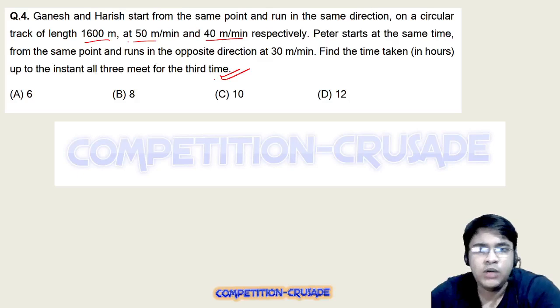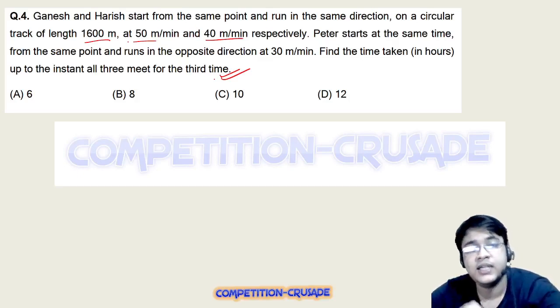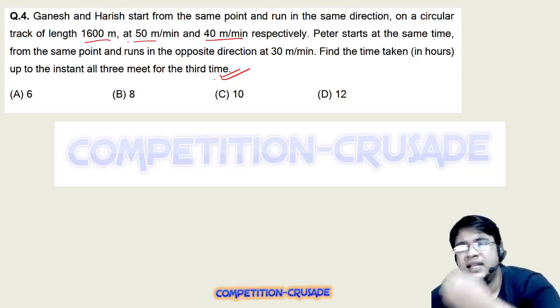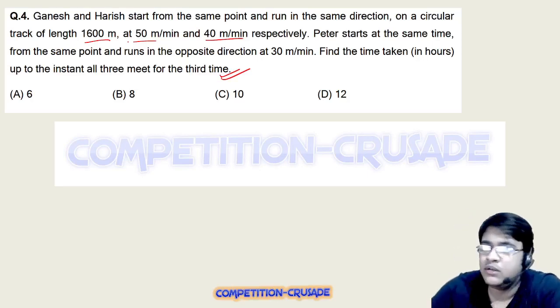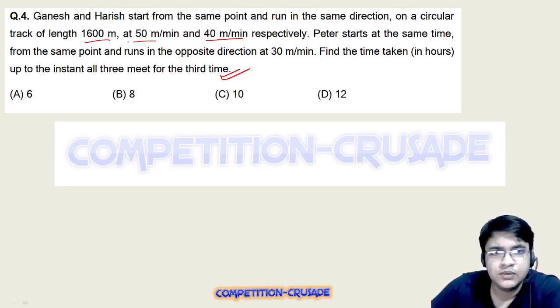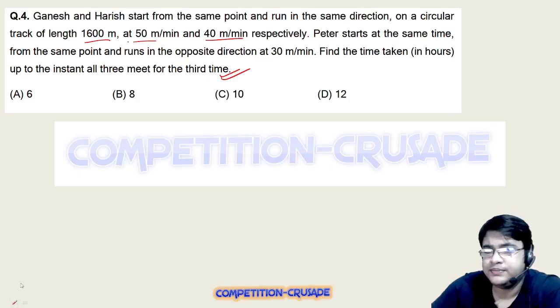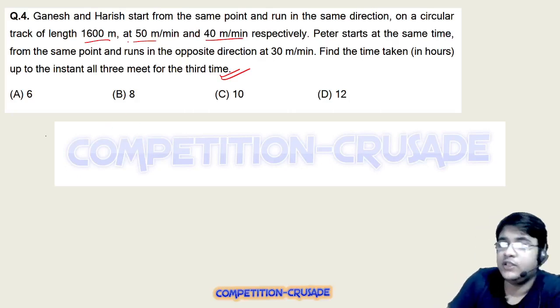We don't have any formula, we don't know anything about meeting for the third time, but we know something about meeting for the first time, and that too when three people are running. This is a direct concept-based, application-based problem. So I am calculating the time taken for all three of them to meet for the first time.